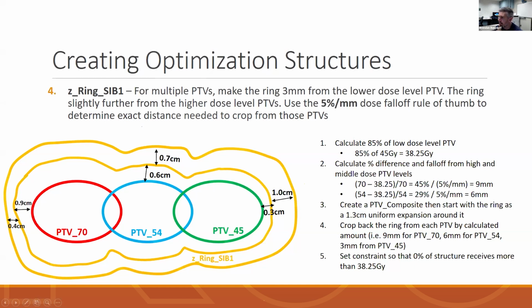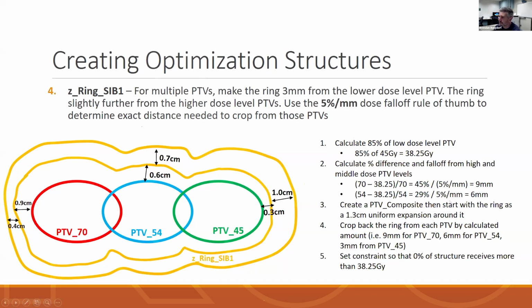And then 45 minus 38.25 divided by 54, that's 29%. And 29% divided by 5% per millimeter fall off is 6mm. So this middle dose level PTV needs to be 6mm away from the ring.